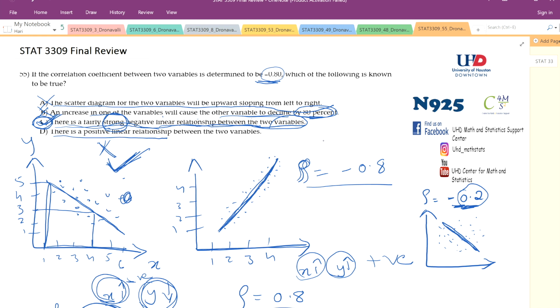So always our correlation values range from -1 to +1. The closer it is to modulus of 1, the stronger the relationship is. Since 0.8 is closer to 1, the stronger the relationship is. So our final answer is there is a fairly strong negative linear relationship between the two variables.